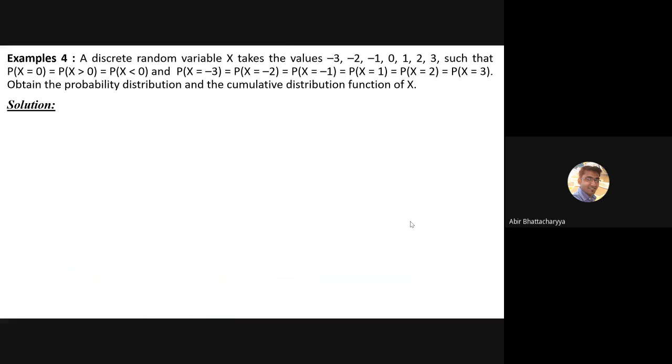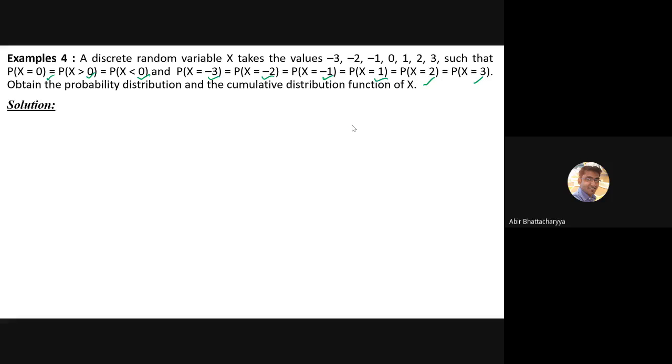Number 4, a discrete random variable takes the values -3, -2, -1, 0, 1, 2, 3, such that a few things are given here. Not a specific table or probability distribution table is given. What are the things given here? p of x equals 0 is p of x greater than 0, and it is equal to p of x less than 0. Also p of x equals 3 is equal to p of x equals -2, equals -3, equals -2, equals -1, equals 1, equals 2, equals 3. Obtain the probability distribution and cumulative distribution.